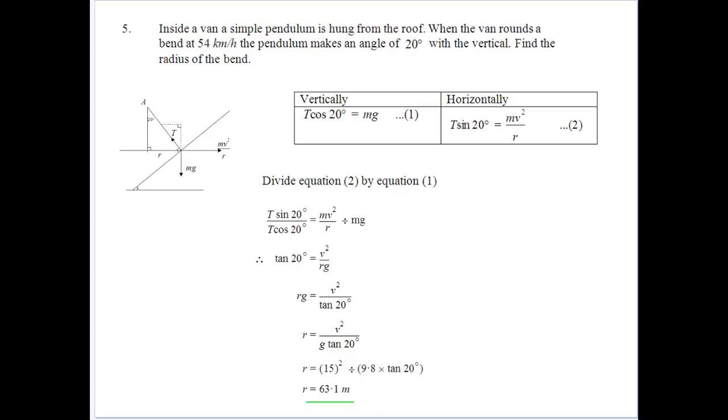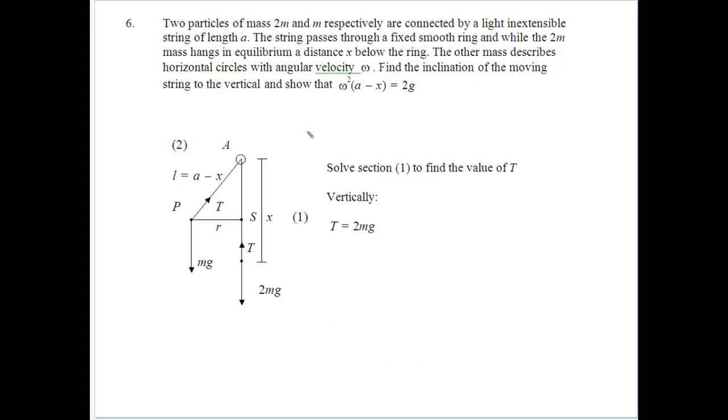Again, back to solving them vertically and horizontally. This time we've got two particles. One's of mass 2m and one's of mass m, and they're connected by a light inextensible string, so it's not going to stretch on us, of length a. So there's our two particles. The string passes through a fixed smooth ring, so it's fixed and it's smooth, so there's no friction. And 2m hangs in equilibrium. So basically that means it's just going to hang there.